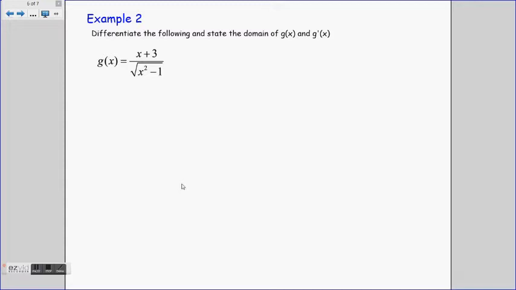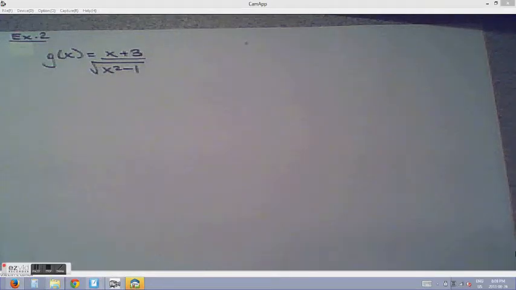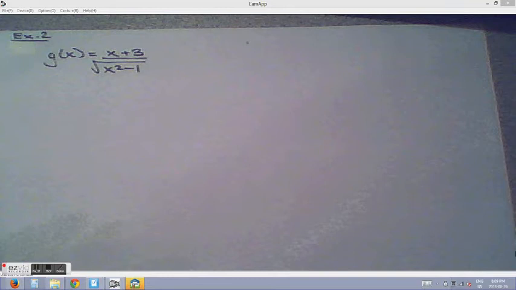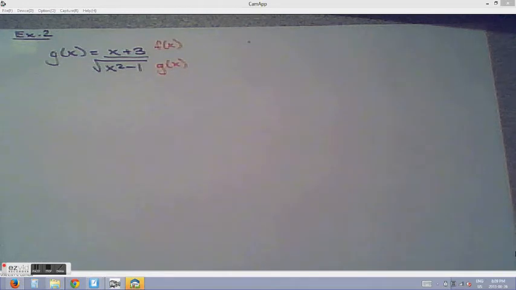Example number 2, differentiate the following and state the domain of g at x and g primed at x. So g at x is equal to x plus 3 over the square root of x squared minus 1. Again, it is a quotient, so we're going to use the quotient rule. So looking at example number 2, again, we're going to label g at x and f at x. So I'm going to say this is f at x, and yes, you can skip this step. I'm just doing this as a reminder.